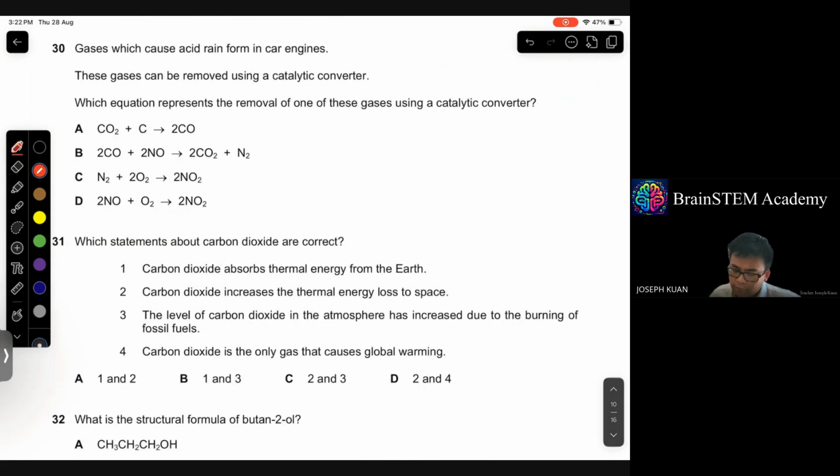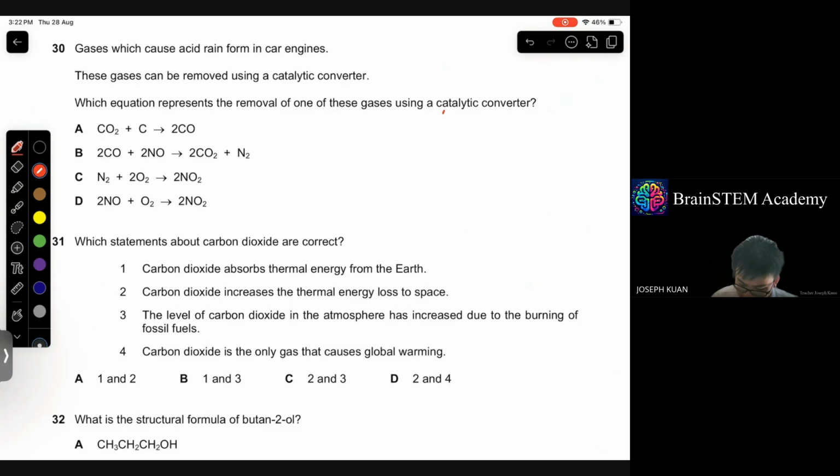Next, 30. Gases which cause acid rain form in car engines. These gases can be removed using a catalytic converter. Which equation represents the removal of one of these gases using a catalytic converter? Now, the idea of a catalytic converter is that it helps us to remove harmful gases and turn them into slightly less harmful gases via redox methods, catalyzes redox reactions.